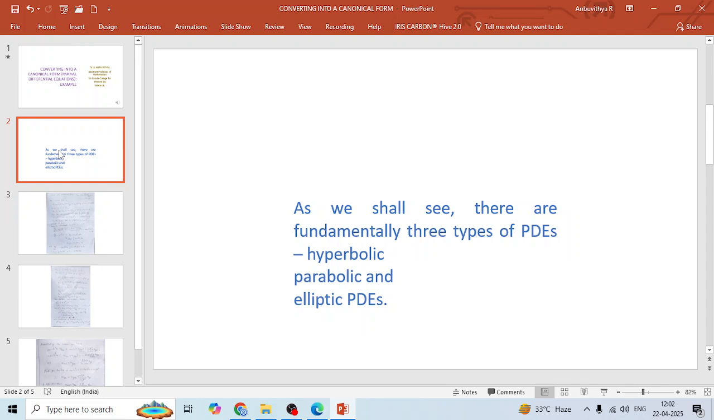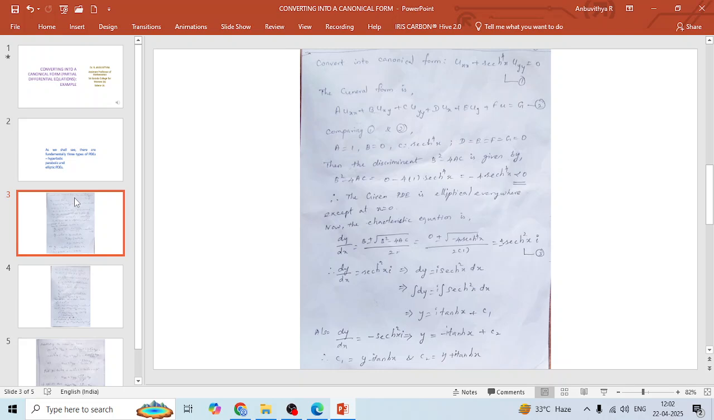Now, let us see one example related to the equation u_xx plus sech to the power 4 x u_yy equal to 0. Here, u_xx represents del square u by del x square, and u_yy represents del square u by del y square. The general form is A u_xx plus B u_xy plus C u_yy plus D u_x plus E u_y plus F u equal to G. By comparing, the coefficient of u_xx is 1, so a equal to 1. We don't have a u_xy term, so b equal to 0. The coefficient of u_yy is sech to the power 4 x, so c equals sech to the power 4 x. The other terms d, e, f, and g are all 0.